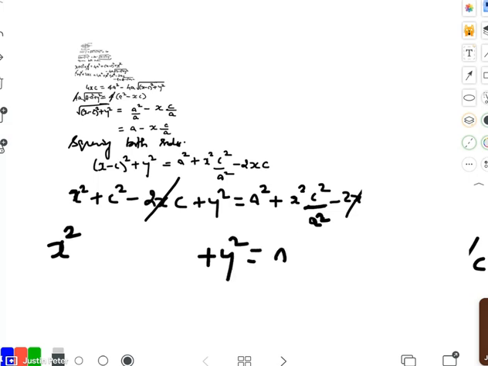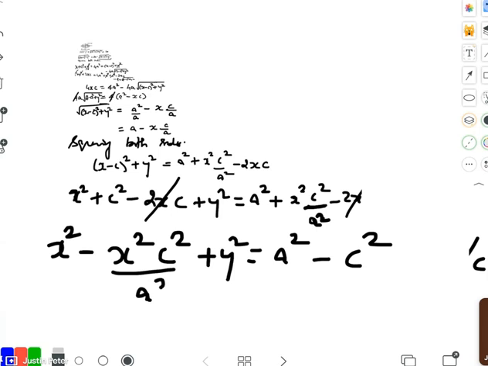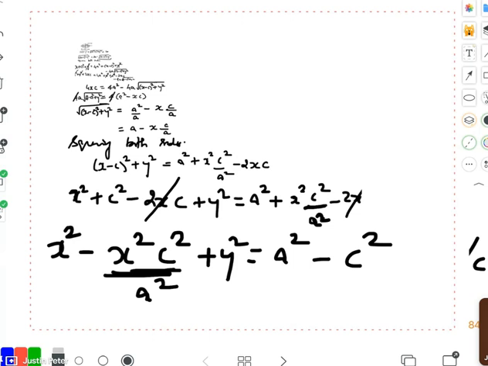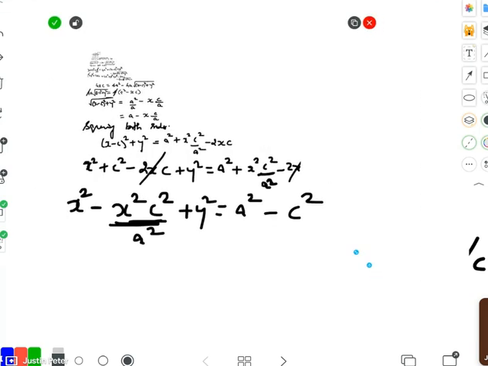We have y square. a square is here. Bring your c square this side. We have minus x square c square divided by a square. a square minus c square is b square. Yes, a square minus c square is b square.